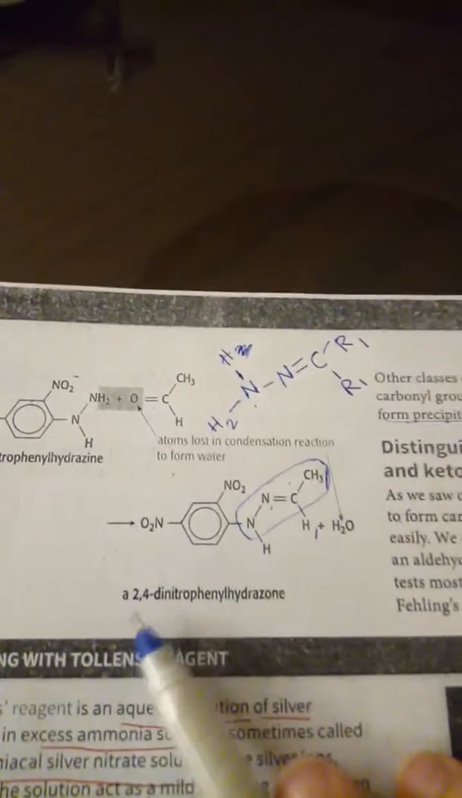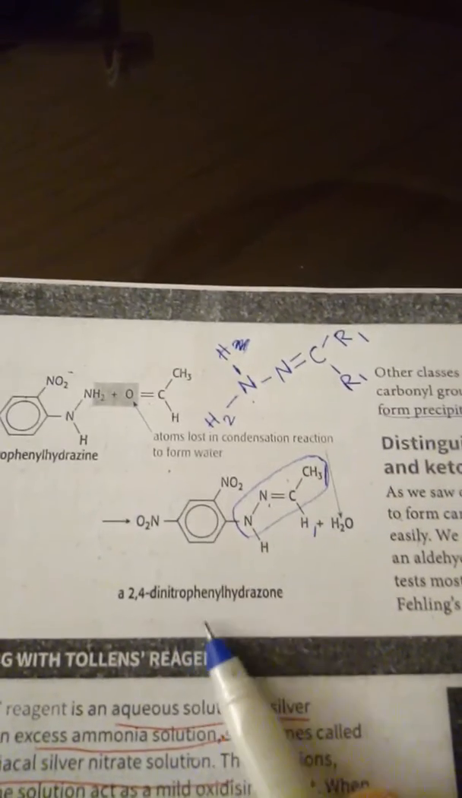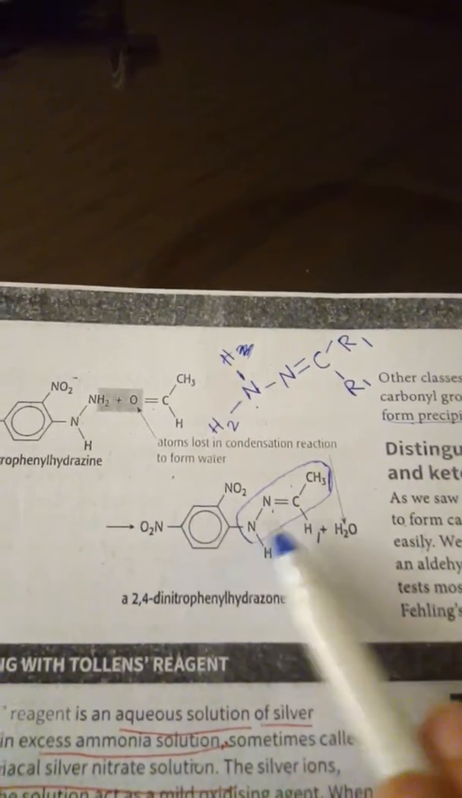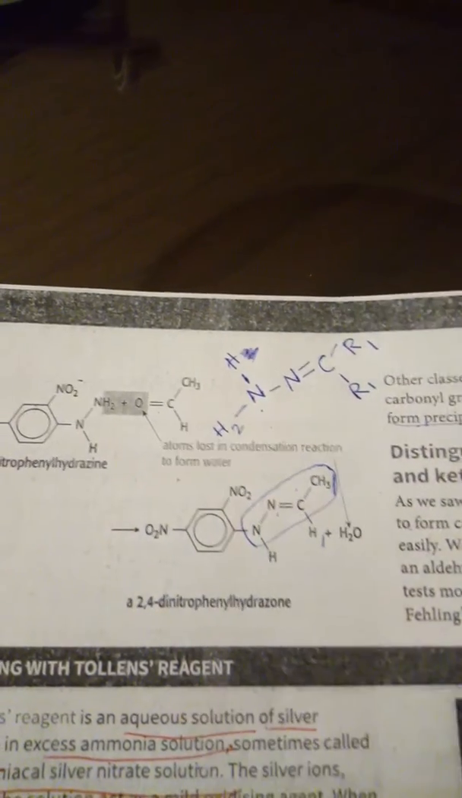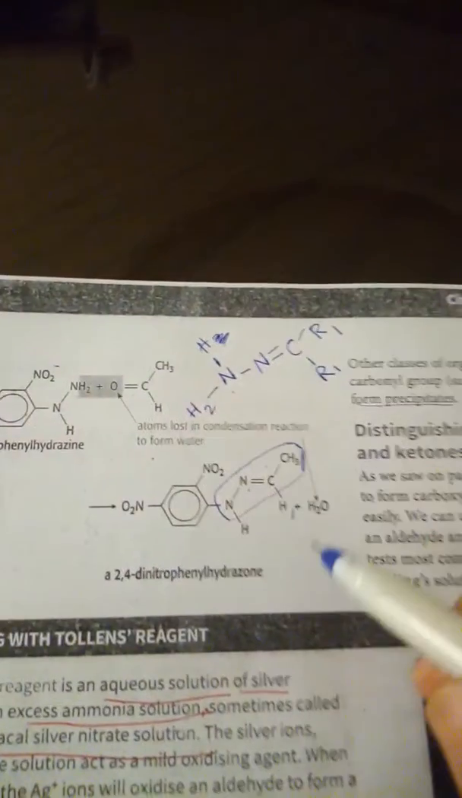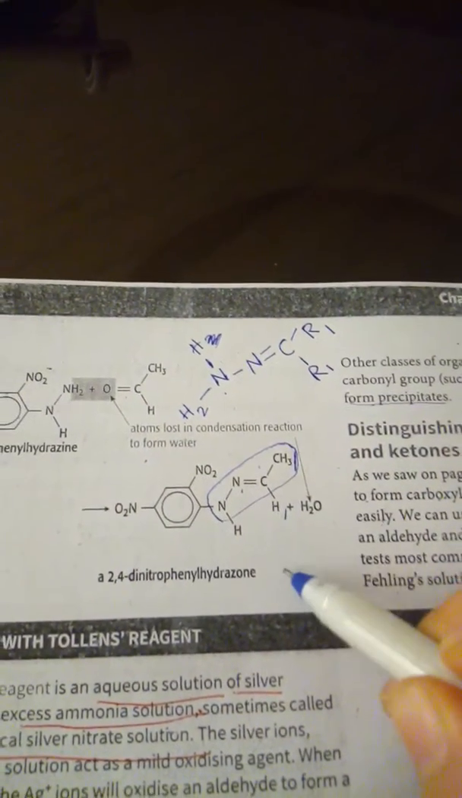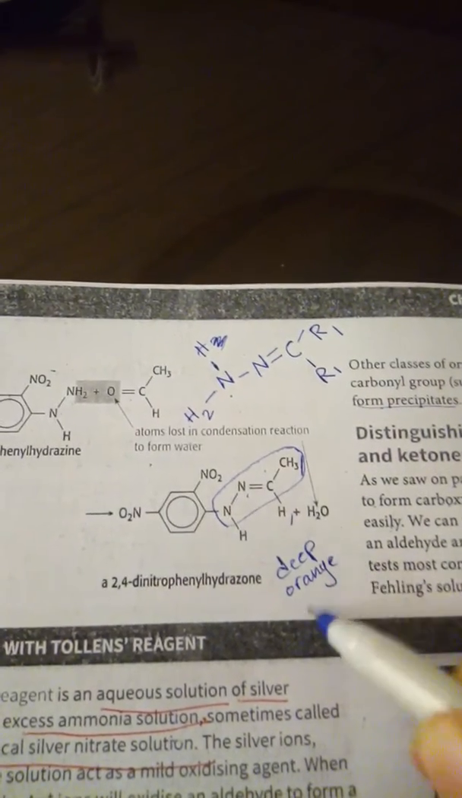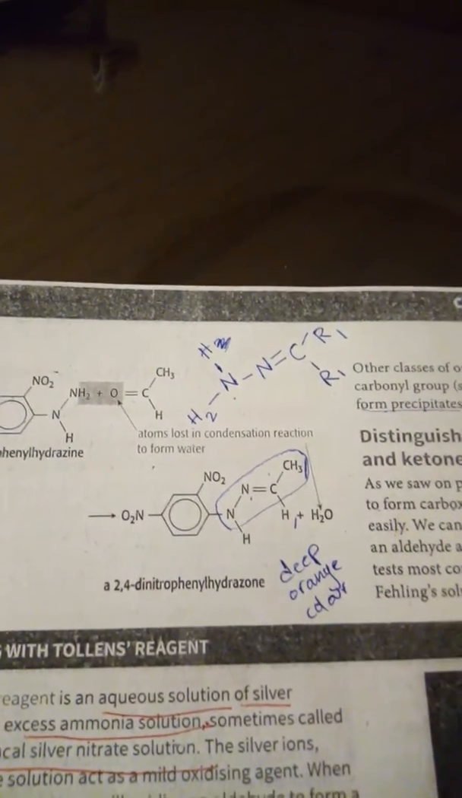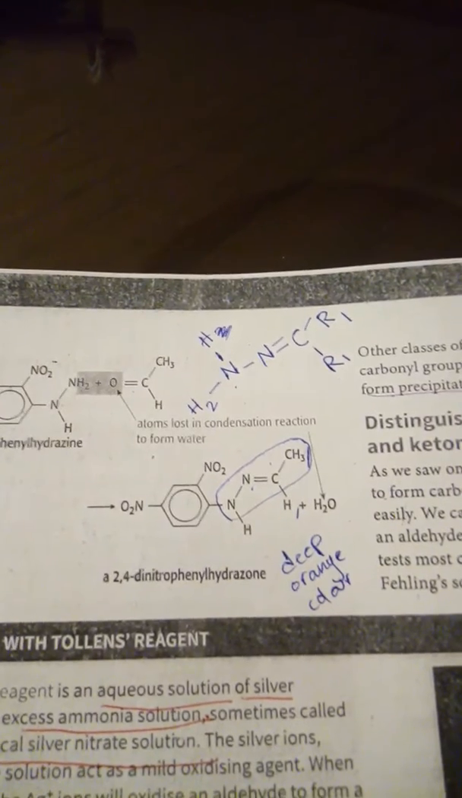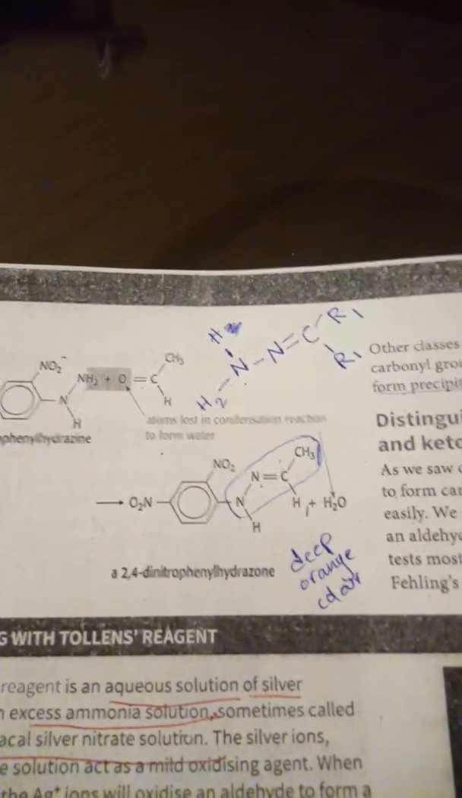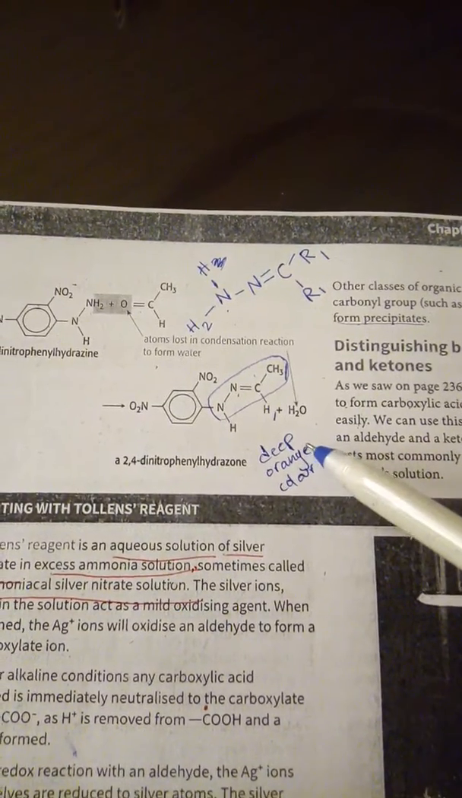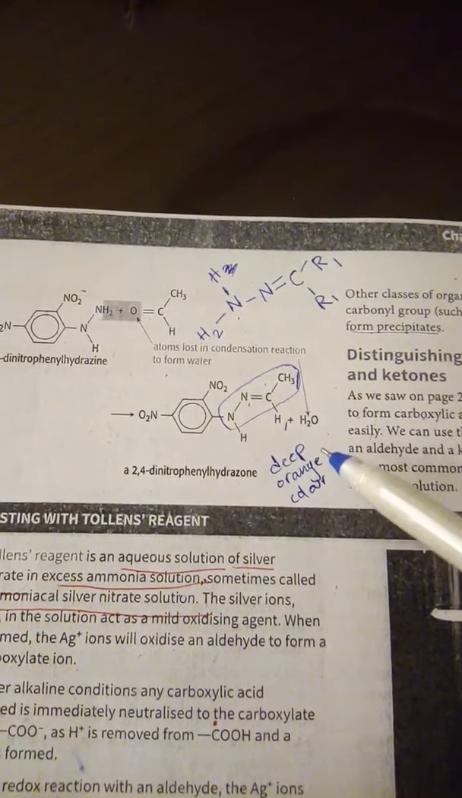So we will call it 2,4-dinitrophenylhydrazone. All the time I will call it hydrazone, and it has a deep orange color. So the formation of that deep orange color means we have an aldehyde or ketone.